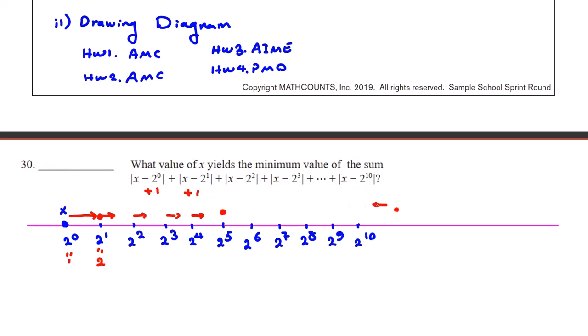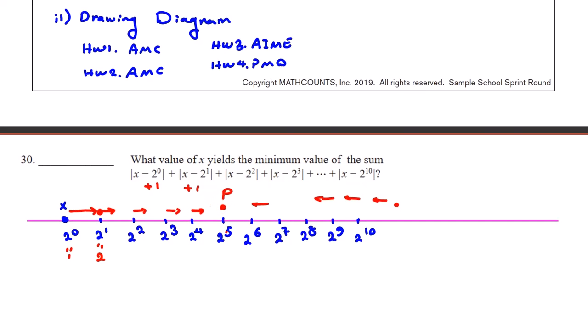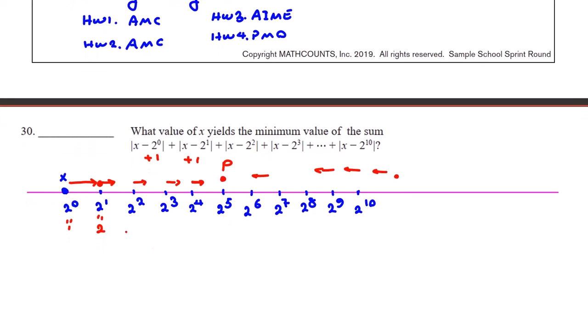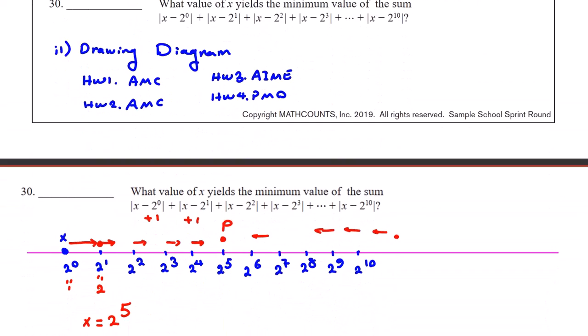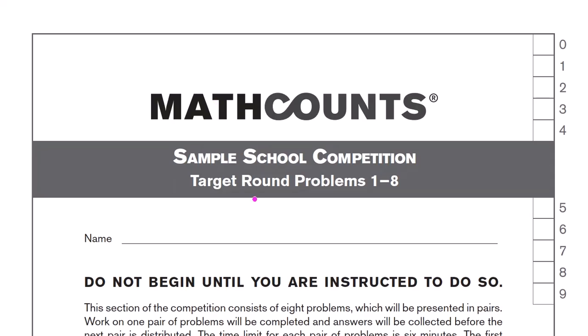Also, if we consider the points, it's good to move to reach this special point P. Okay, so this point is good. Now we understand, the best answer is when x equals 2 to the 5. Okay, so we solved this problem of sprint parts. Now let's check the other parts. Okay, let's focus on this part.